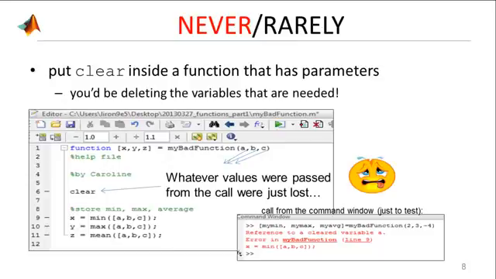Let's conclude with a couple horrible mistakes. The first one is to do a clear command. If a function has parameters, meaning inputs, clear deletes them. So all of a sudden you spent your entire maybe 10 minutes coding a function that has inputs and you delete them. When you try to call the function, MATLAB will tell you, I don't know A, B, and C.